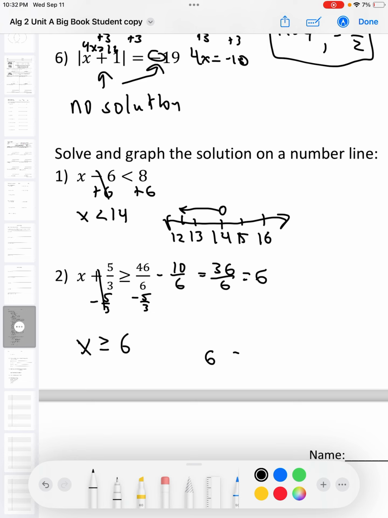6 will go on the number line, in the middle. We have that x is greater than or equal to 6. So we're going to have that filled in circle, and then the arrow going to the right, because it's greater than.